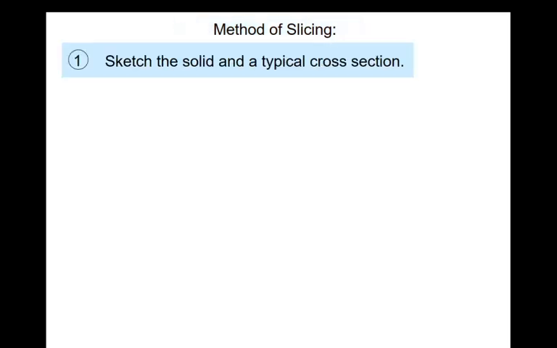Now, method of slicing. This is what you need to do first. Step 1. Sketch a solid in a typical cross section. Okay? So you want to know what it looks like, and you want to know where your cross section is coming from.